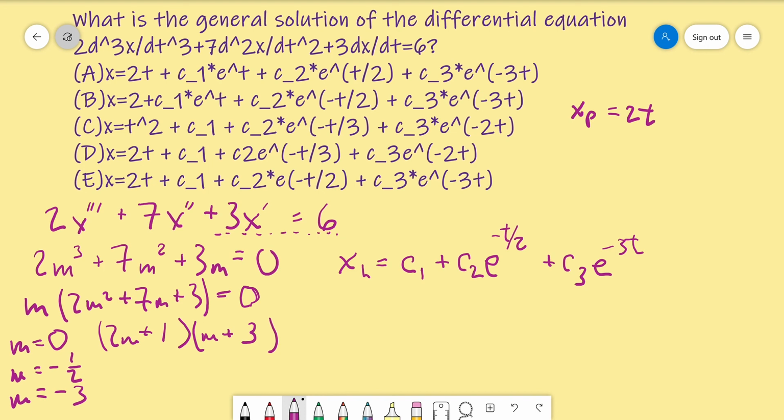Alright, so our solution is going to be the sum of these two things. x is going to be equal to xh plus xp, which, if we look at the possible answers, that's going to be B.